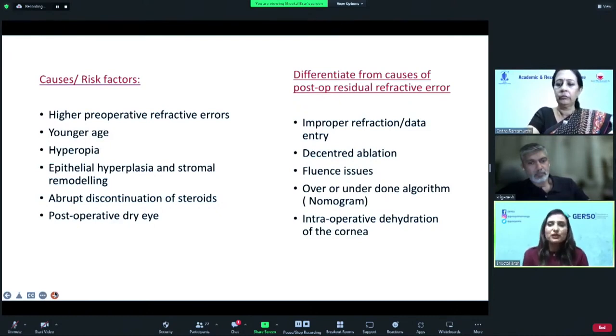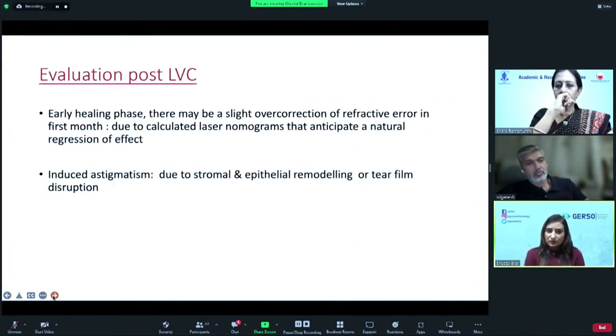It's very important to differentiate a true regression from other causes of postoperative residual refractive error, such as improper data entry, decentered ablation, fluence issues, over or underdone nomogram, and intraoperative dehydration of the cornea.